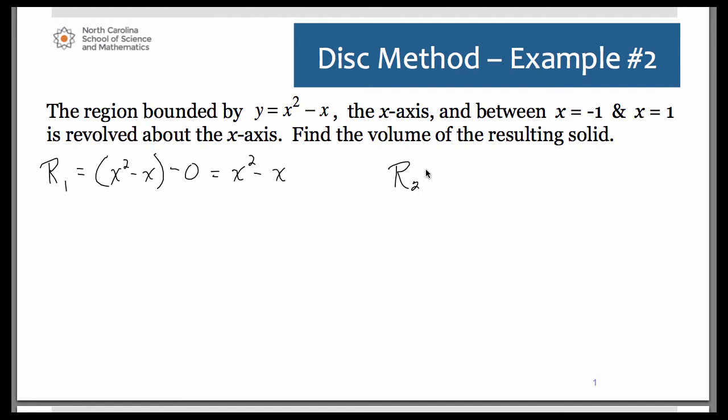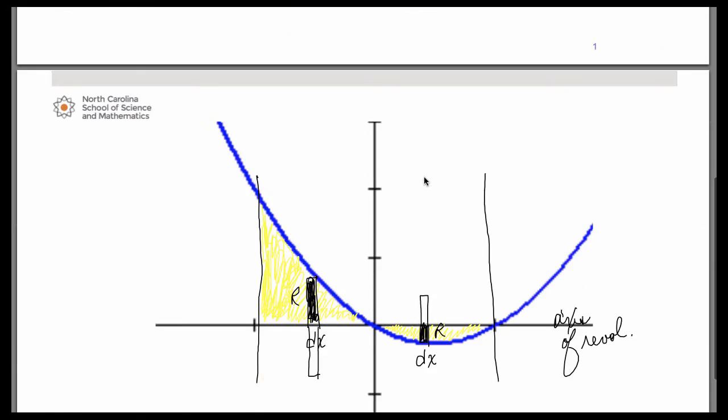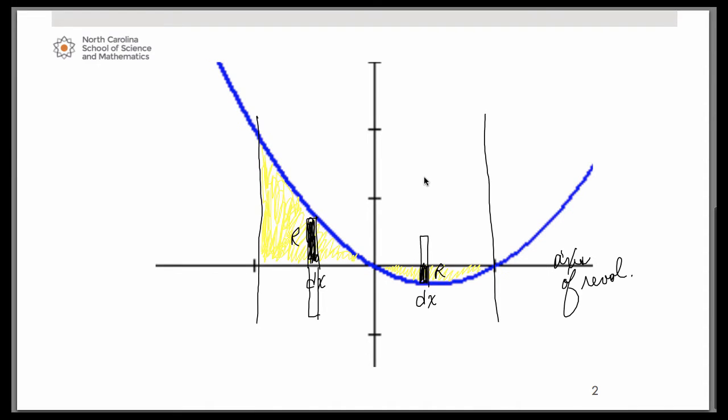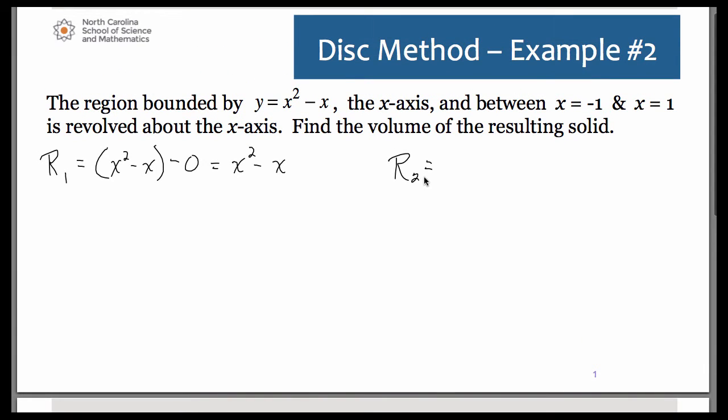The other rectangle, again, we can think of it doing top minus bottom. This time the top is hitting the x-axis, which would be y equals 0, and the bottom is hitting the curve. So what we end up with there is 0 minus the quantity x squared minus x.